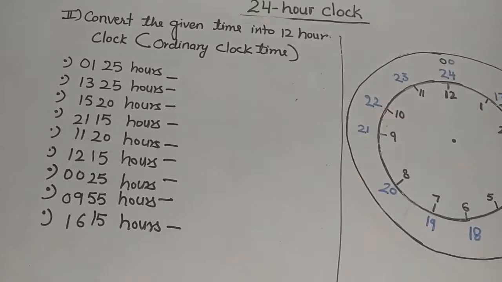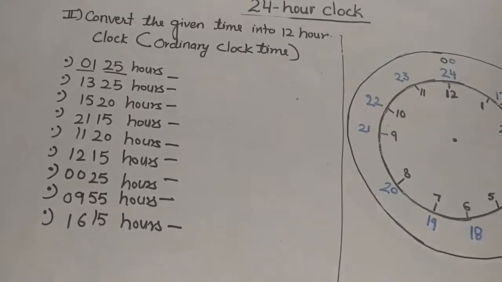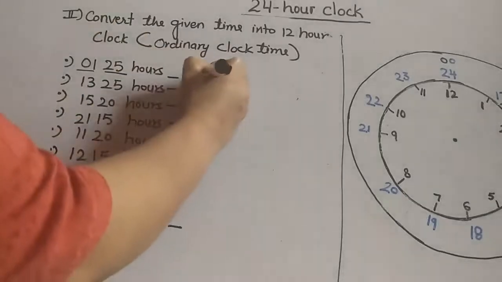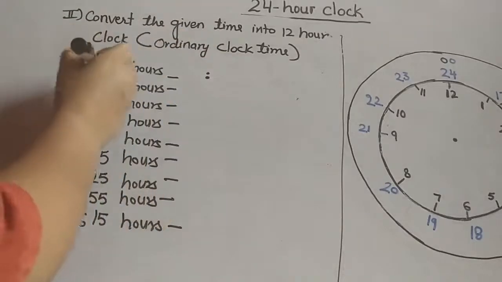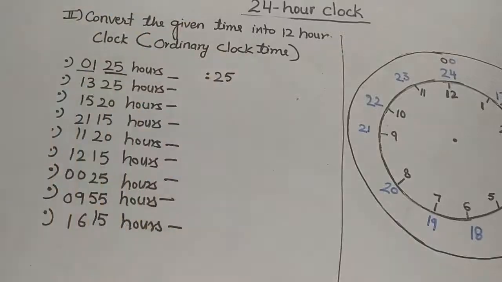In this situation also, last 2 digits are telling about the minutes and first 2 digits are telling about the hours. As I told you, we never change the value of minutes. So, for writing the given time into 12-hour clock, first we will put colon, and after the colon minutes are there. So 25 minutes will be after the colon.